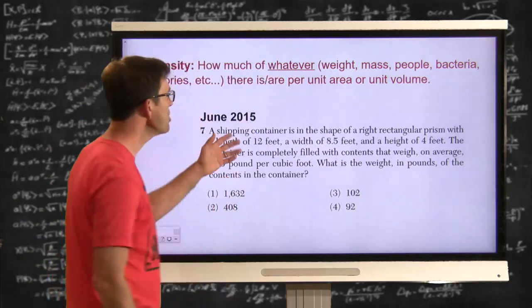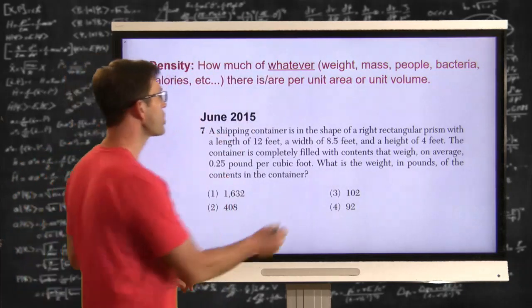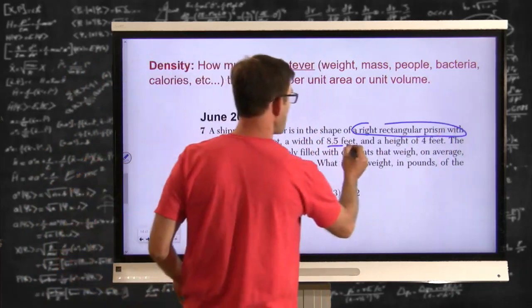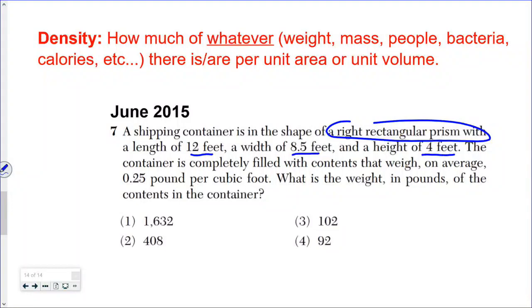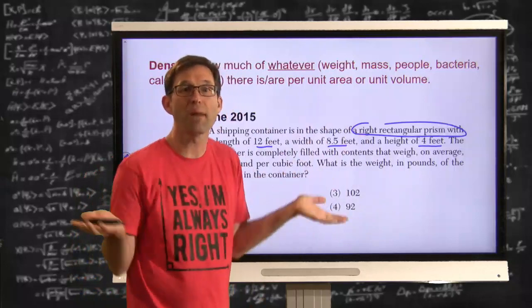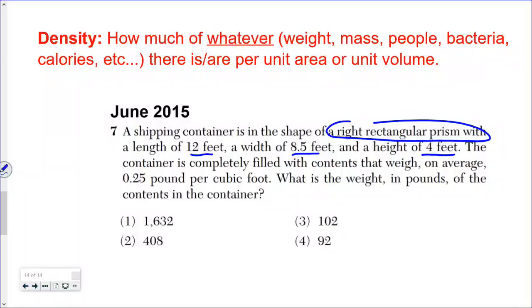Delete. Okay. A shipping container is in the shape of a right rectangular prism with a length of 12 feet, a width of 8.5 feet, and a height of 4 feet. So it's a box that's 12 feet by 8.5 feet by 4 feet. Whatever, it's a box. The container is completely filled with contents that weigh, on average, 0.25 pounds per cubic foot.